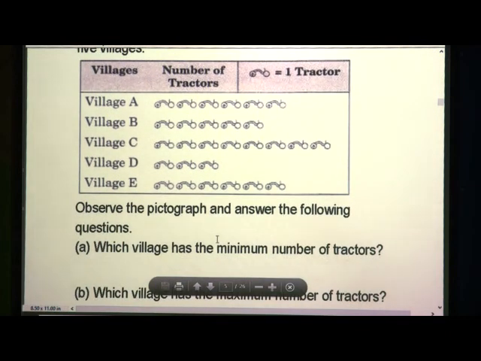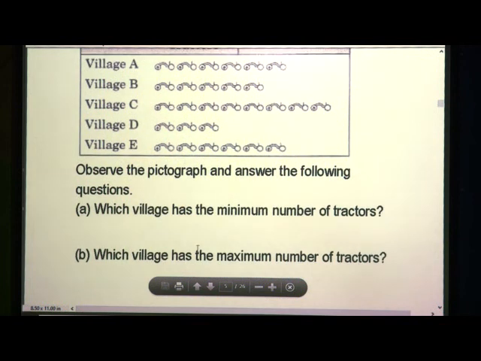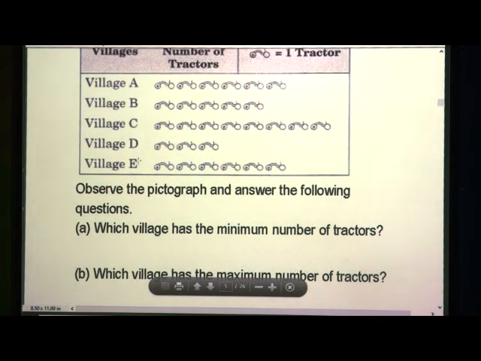So, observe the pictograph and answer the following questions. Which village has the minimum number of tractors? By this you can easily observe that the village with the minimum number of tractors is village D. Which village has the maximum number of tractors? Can you tell? Yes, village C has the maximum number of tractors, that is 8.